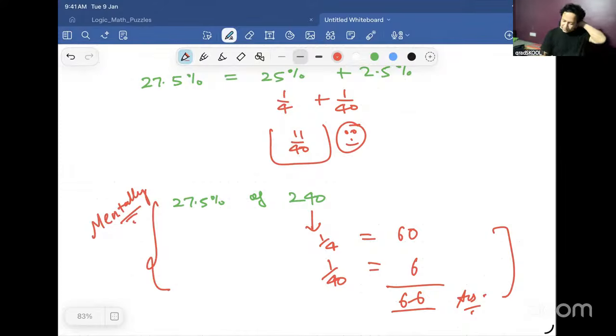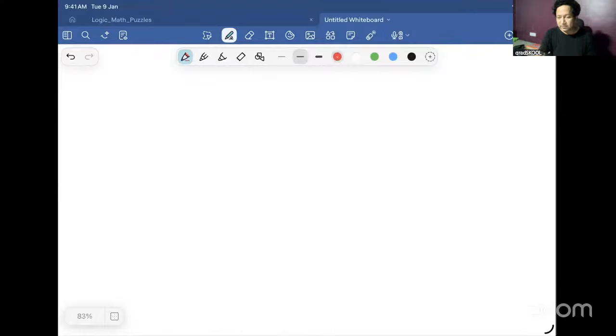Okay, now this is a very simple example. Let me give you a lot of examples like this, and that is how you will be able to understand how percentages can be converted into fractions. So let me go for one more example.